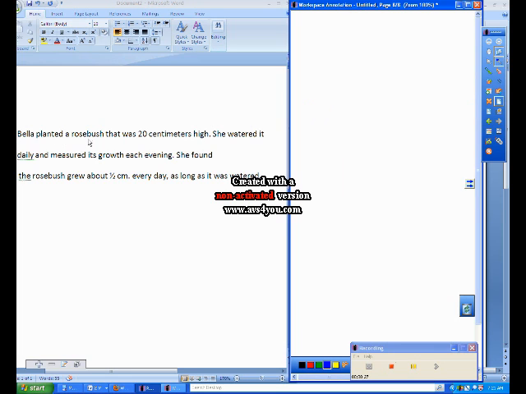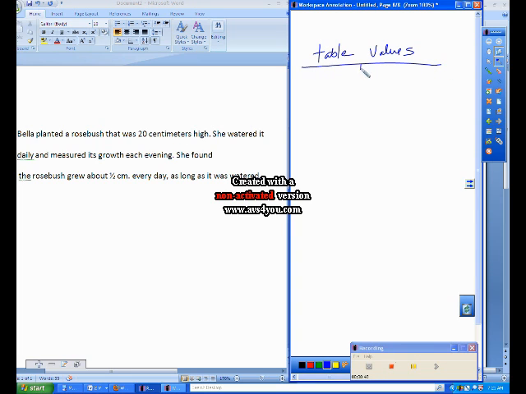So it says Bella planted a rose bush that was 20 centimeters high. She watered it daily and measured its growth each evening. She found that the rose bush grew about a half a centimeter every day as long as it was watered. So what we're going to do first is take this situation and turn it into a table of values.